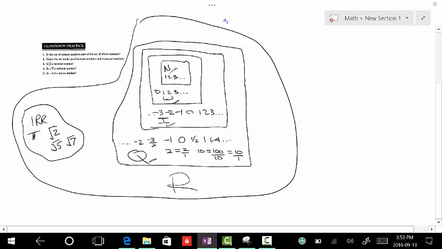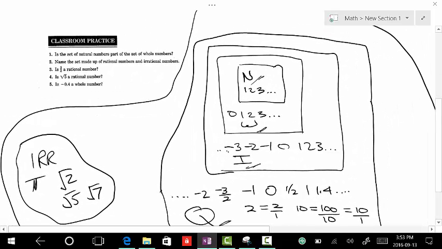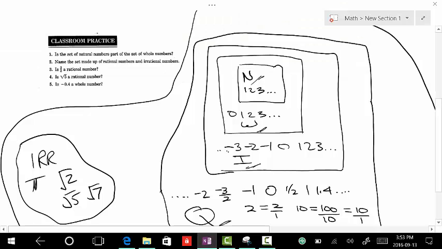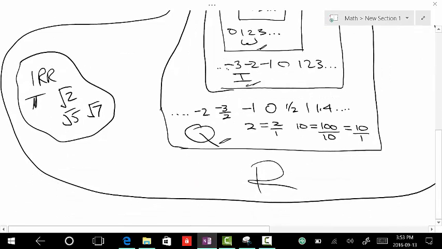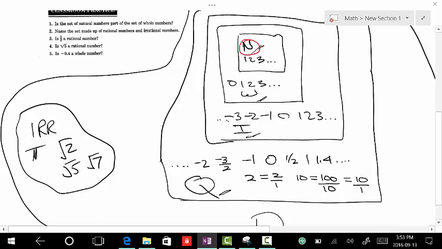Okay, let's answer these questions now using what we just figured out. Question 1, is the set of natural numbers part of the set of whole numbers? Let me answer that question here. I'm going to get a different color. Here are the natural numbers right here, and the natural numbers are contained within the set of whole numbers. So yes, the natural numbers are a part of the set of whole numbers.